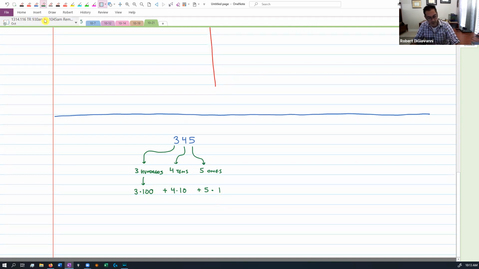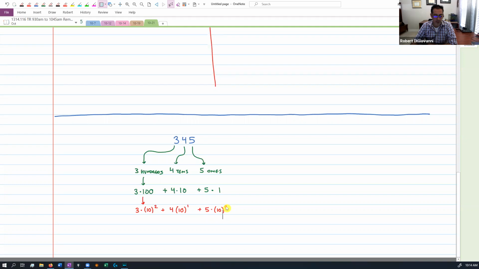Now, do you agree that this is the same as saying 3 times 10 squared plus 4 times 10 to the first power plus 5 times 10 to the 0 power? Think about that. Isn't 100 10 squared? And isn't 10 10 to the first power? And isn't 1 10 to the 0 power?